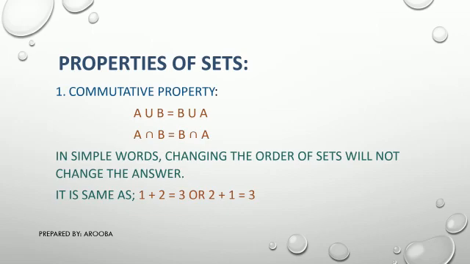This is same as we write 1 plus 2 or 2 plus 1. Answer for both will be 3. So in commutative property, whether we write A union B or B union A, this is same. And whether we write A intersection B or B intersection A, the answer for both will be equal.